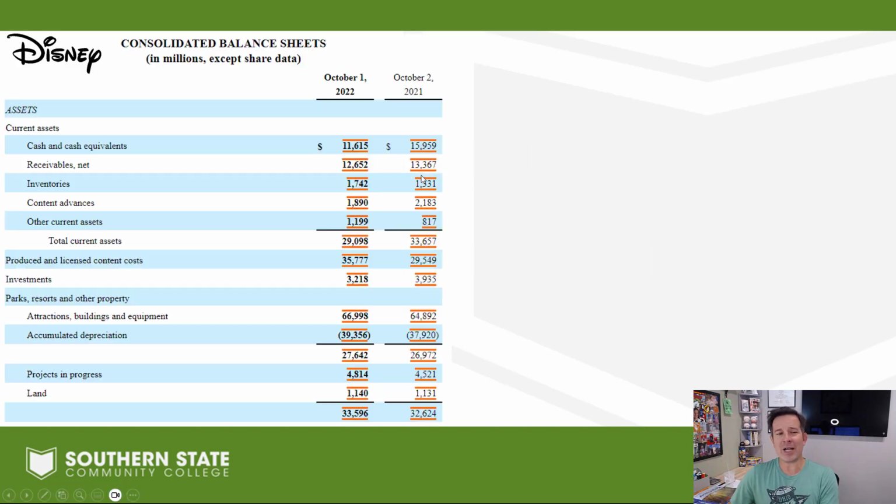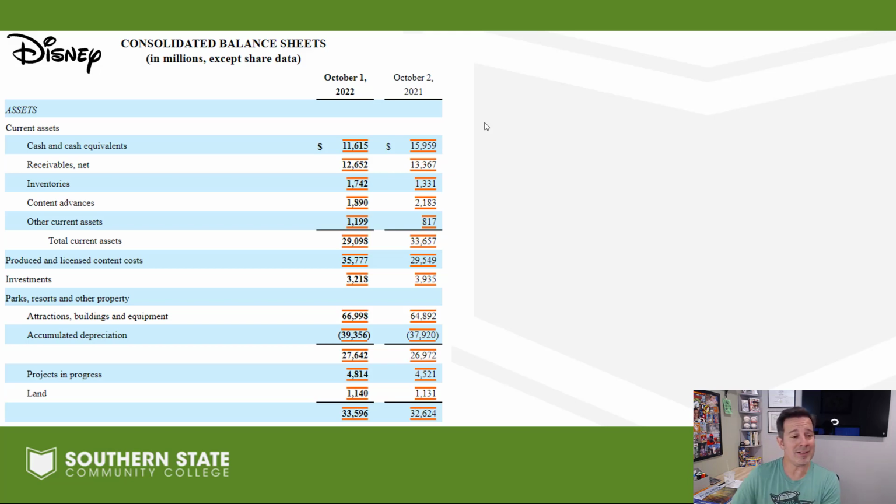And so let's start off by taking an example from Disney. I've got the balance sheet up here for Disney. You're a good accounting student. You know that the balance sheet is all about what the company owns and who has a claim to it. It shows assets equal liabilities plus equity. And so it's a pretty important financial statement.